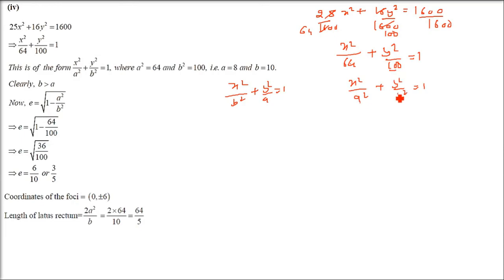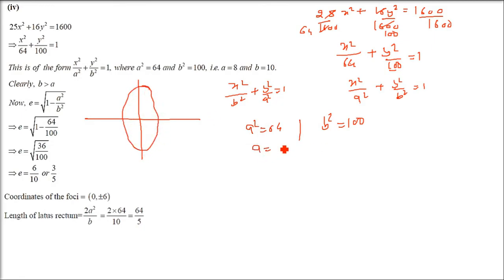Even if it is horizontal or vertical, we are not going to change the actual general equation, but we'll change the different parameters. So now again, a square equals 64, b square equals 100. This ellipse has a vertical axis. So the concept also you have to remember. A is equal to 8, b equals 10. So you see here, b is 10 and a is 8, b is greater than a. So 10 is greater than 8.